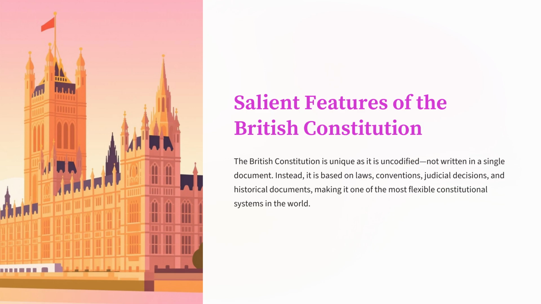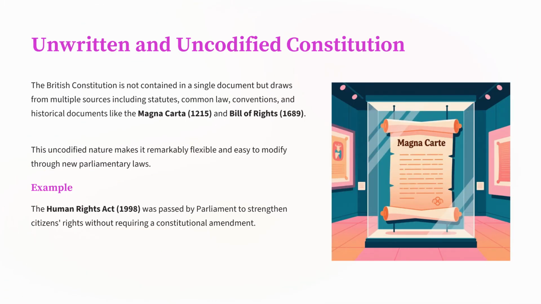Salient features of the British Constitution. The British Constitution is unique as it is uncodified, not written in a single document. Instead, it is based on laws, conventions, judicial decisions, and historical documents, making it one of the most flexible constitutional systems in the world.